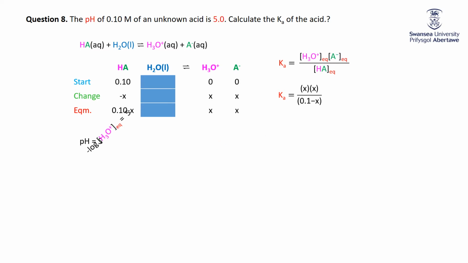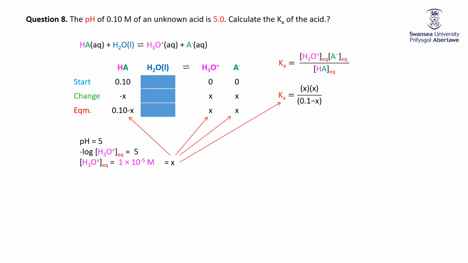If the pH is 5, that's minus the log of the H3O+ at equilibrium is 5. In other words, the H3O+ at equilibrium is 1 times 10 to the minus 5. Well, the equilibrium H3O+ is also X, so X equals 1 times 10 to the minus 5. Pop that in everywhere you see X. So Ka is 1 times 10 to the minus 5 for the H3O+, 1 times 10 to the minus 5 for the A minus, over 0.1 minus 1 times 10 to the minus 5 for the HA. And that gives us 1 times 10 to the minus 9, to one significant figure.